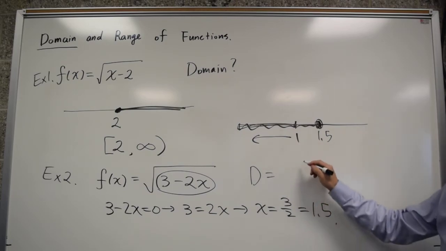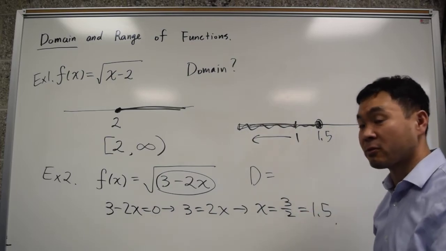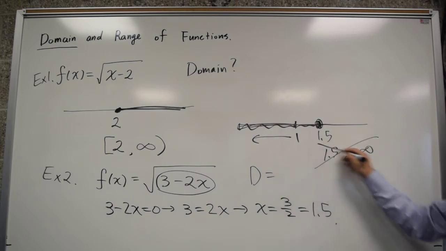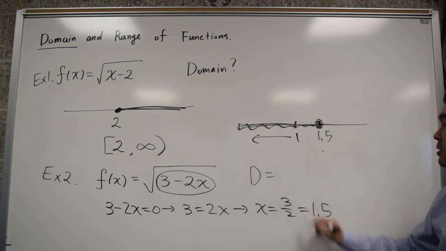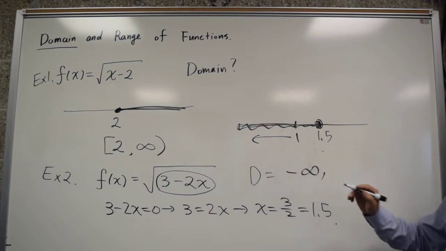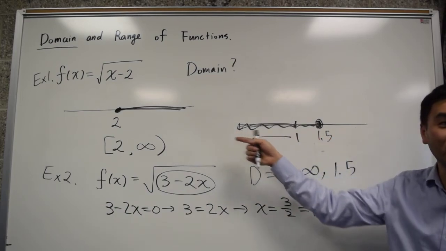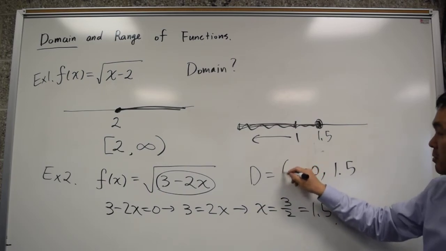Negative infinity. Oh, you should always write down the smaller number first, okay? So if you say 1.5 to negative infinity, that's a no-no, that's wrong, okay? You should always write negative infinity up till 1.5. Even if I wrote down this arrow this way, and you're tempted to write 1.5 first, you never do that, okay? So that's the domain.